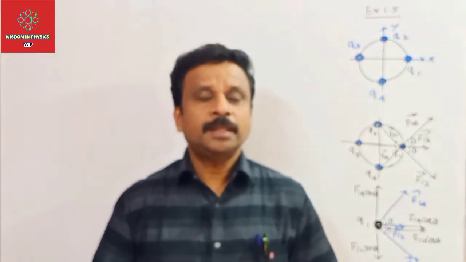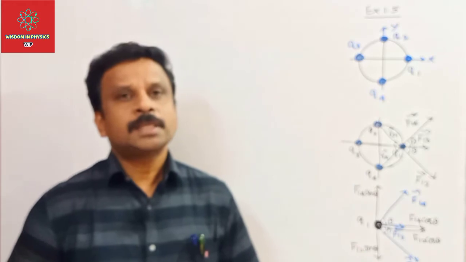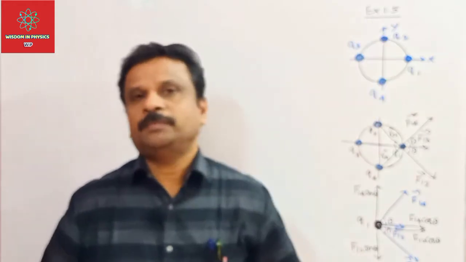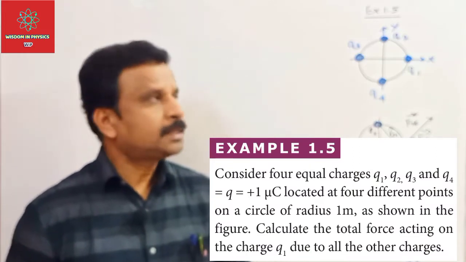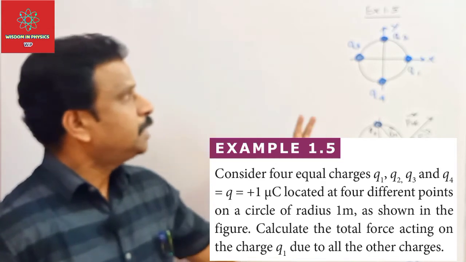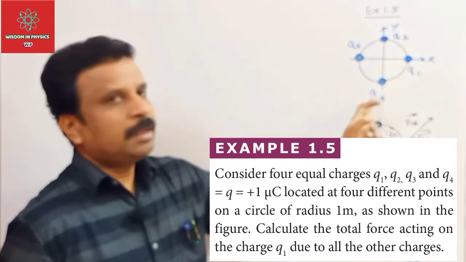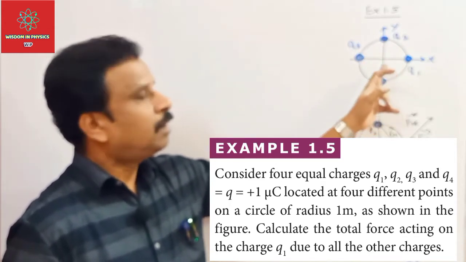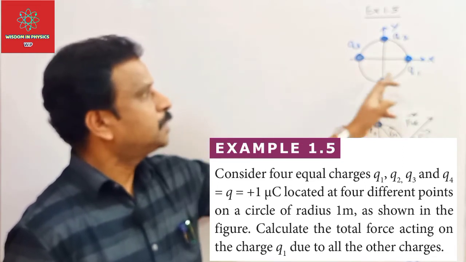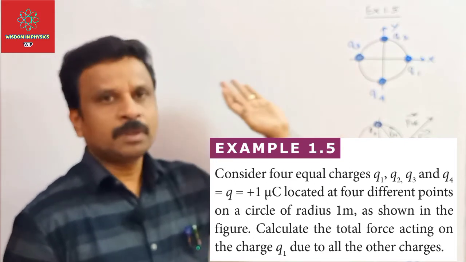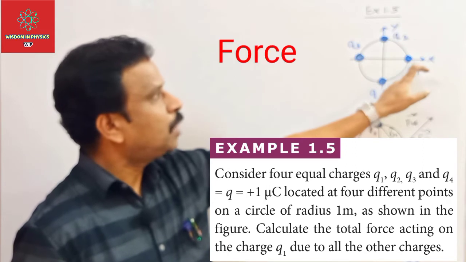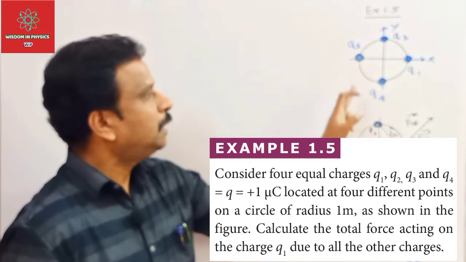Hi dear students, in this video we are going to discuss a very important problem, example 1.5. So you just understand the problem, which is a very important one, right? So what is the problem? We have a circle here. In the circle of radius 1 meter, we have 4 charges at 4 points Q1, Q2, Q3 and Q4. The question is, what is the force on Q1 by Q2, Q3 and Q4?